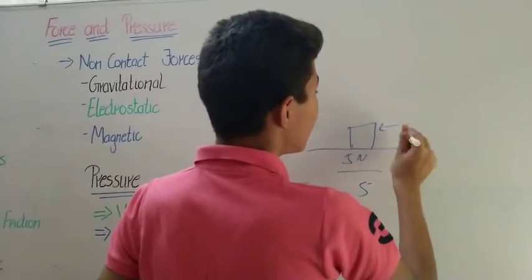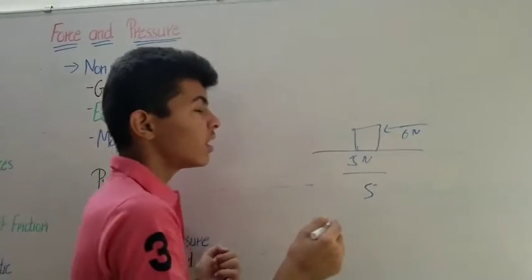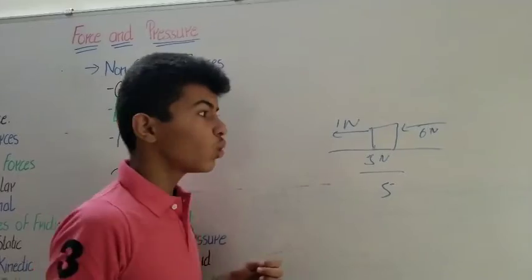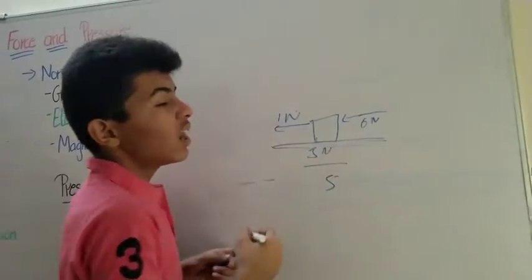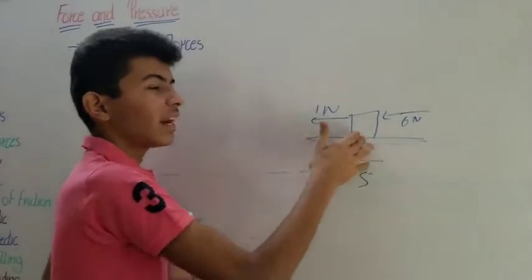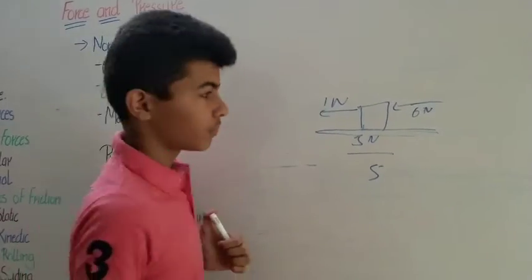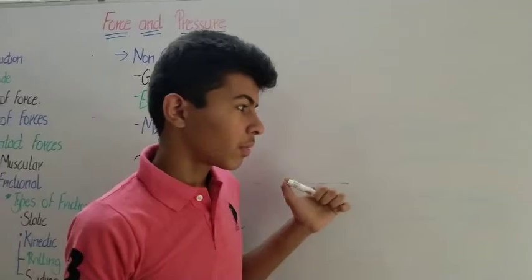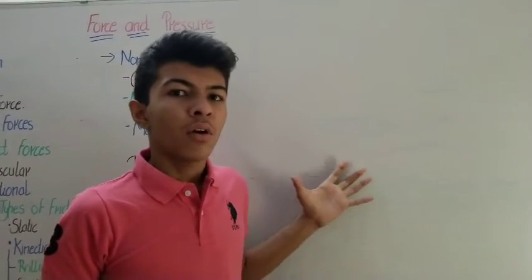But what happens if you put 6 newtons of force? It would start moving with 1 newton in this direction. So I have taken the smooth surface to reduce the friction, so we do not get a miscalculation. So these were the forces applied in the same and opposite direction.